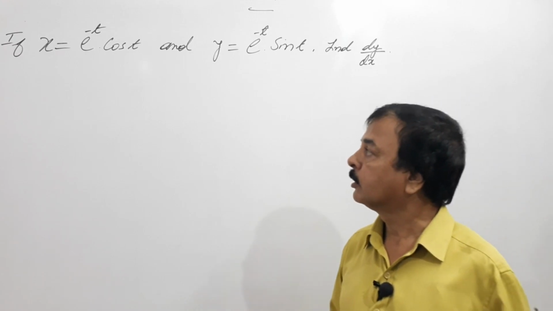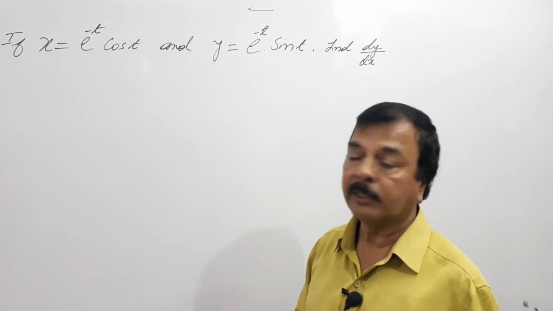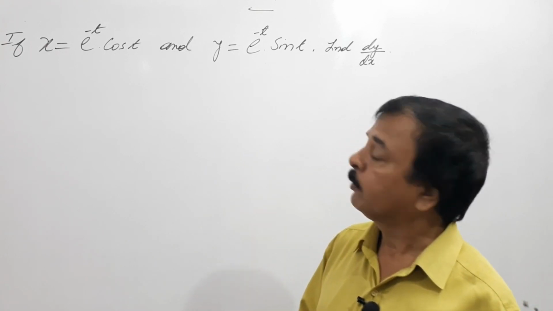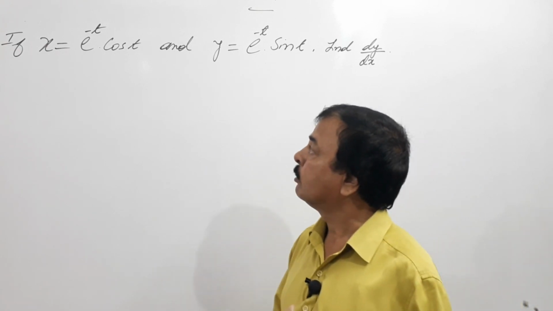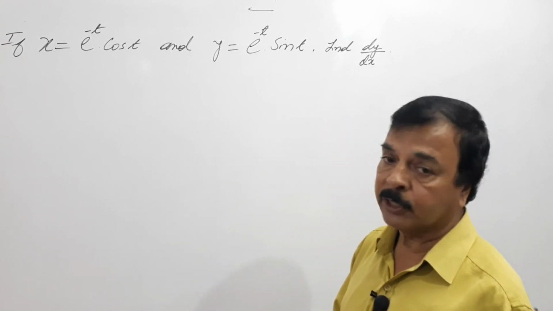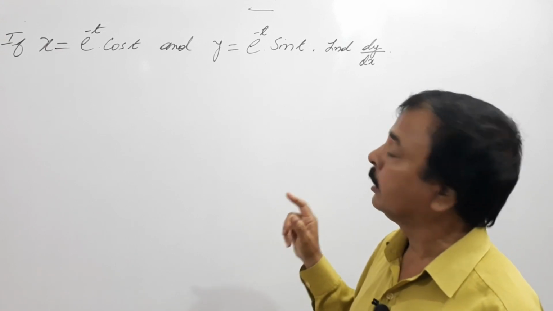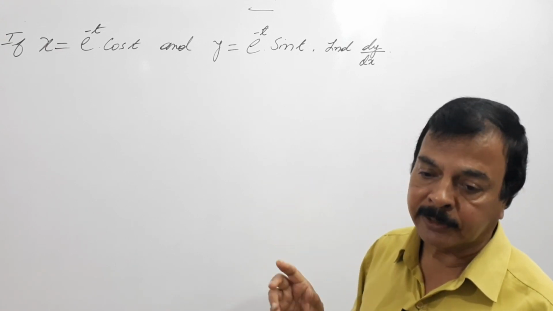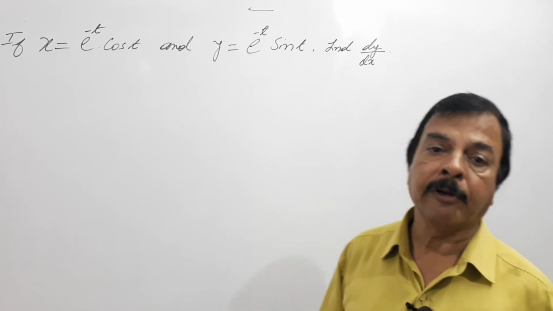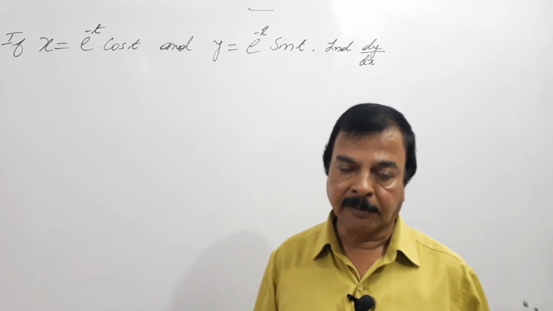Dear students, let's start with this problem. We have x equals e to the power of minus t into cos t, and y equals e to the power of minus t into sin t. Find dy by dx. This is a problem on derivatives of parametric functions.